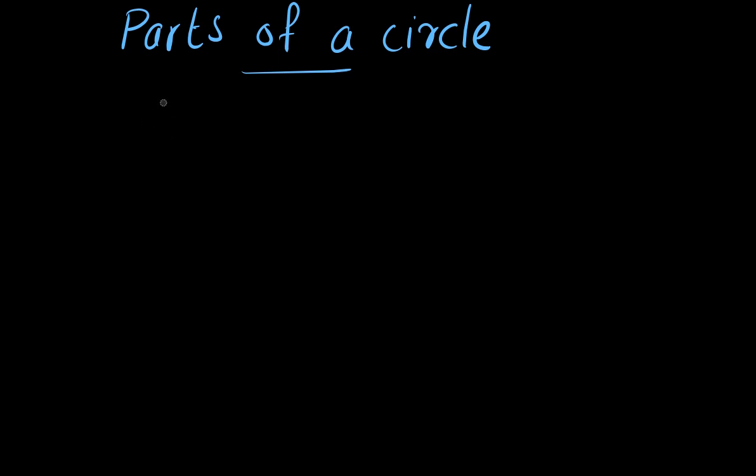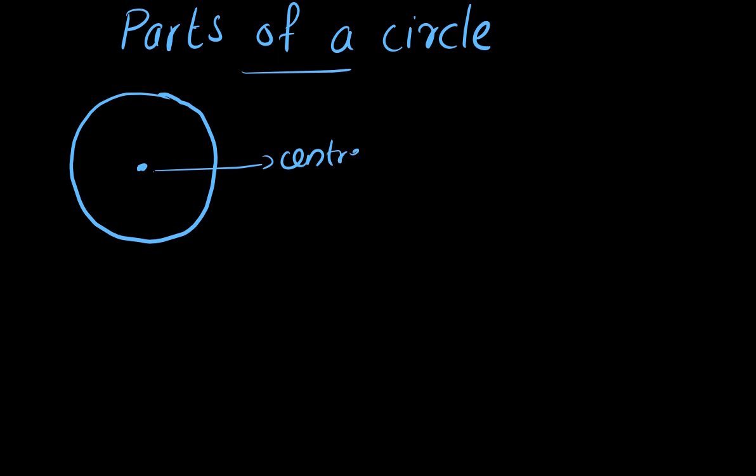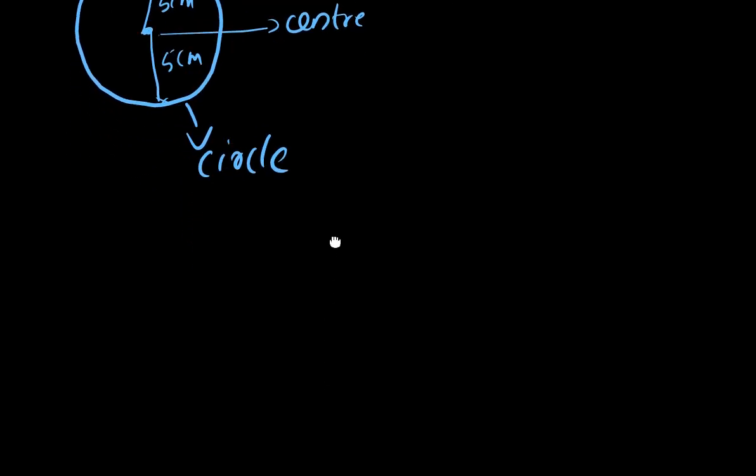So we should know what is a circle. A circle is a set of all points which are equidistant from a particular point, that is called the center. Suppose we take another point on the circle, and let it be 5 centimeters away from the center. Then every point on the circle will also be 5 centimeters from the center point. So we can say that a circle is the set of all points which are equidistant from a particular center point.